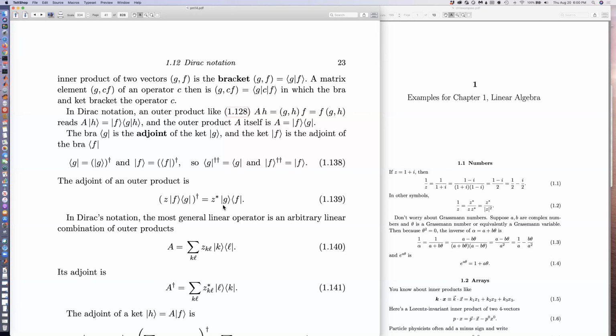So what you want to notice here is that the number has to receive an explicit complex conjugation when you take the adjoint of an operator, but the kets and bras automatically include the complex conjugation.